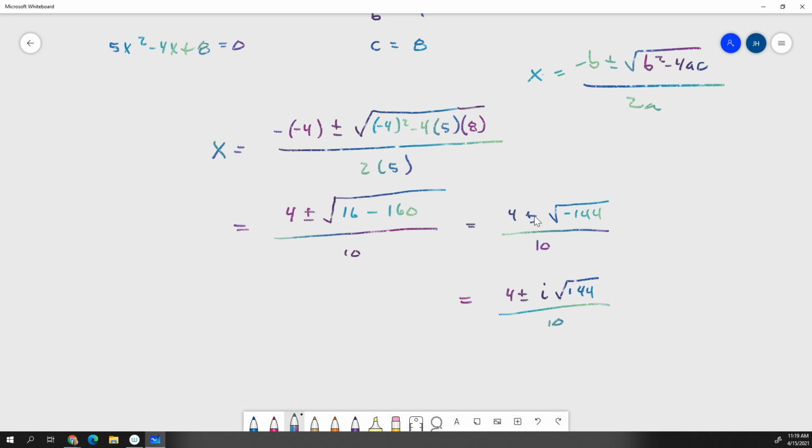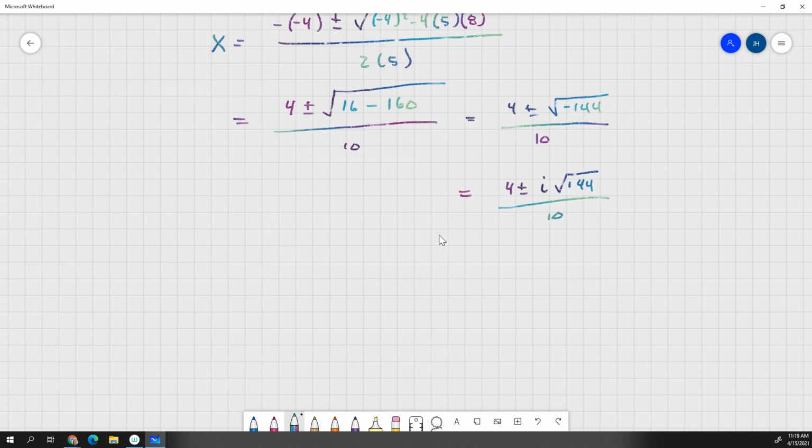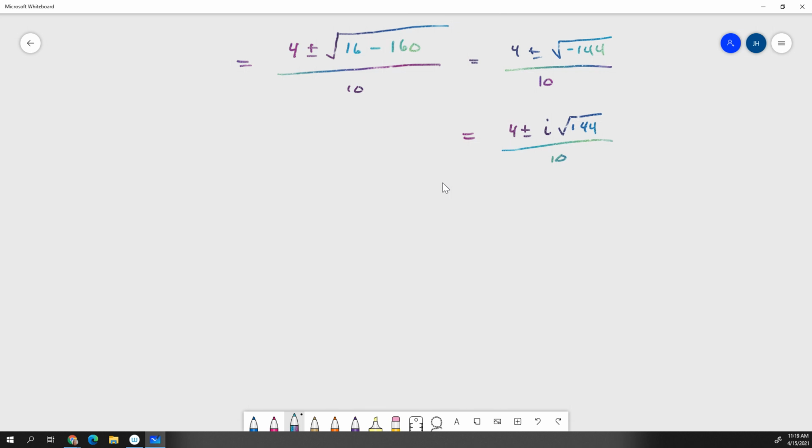What is the square root of 144? It's a good perfect square. There's a number times itself that equals 144. So we can write this as 12i over 10. Now, everything here is divisible by 2. So we're going to write this as 2 plus or minus 6i over 5. I can't reduce it any more than that. That is as good as it gets for us.